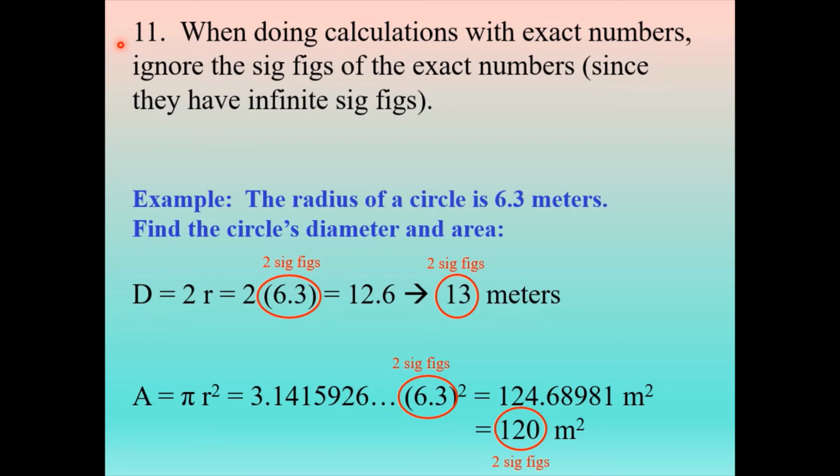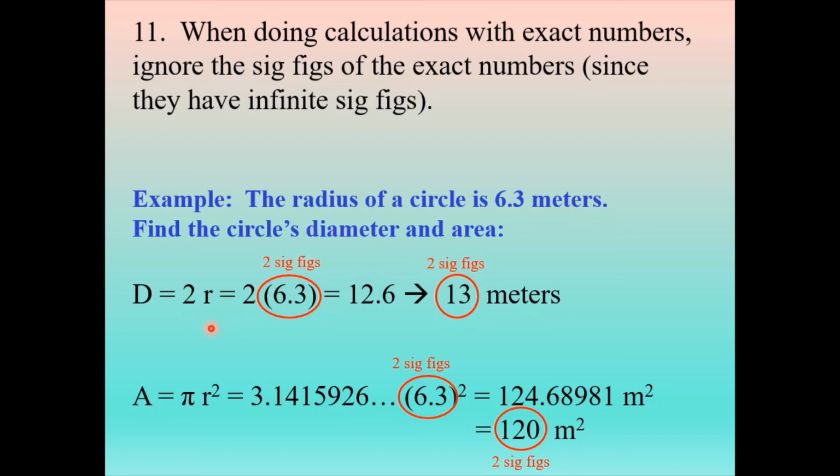Rule number 11 says when we're doing calculations with exact numbers, ignore the sig figs of the exact numbers since they have infinite sig figs. So for example, the radius of a circle is, let's say, given as 6.3 meters. Find the circle's diameter and area.